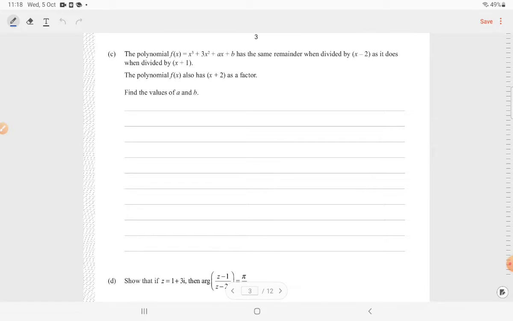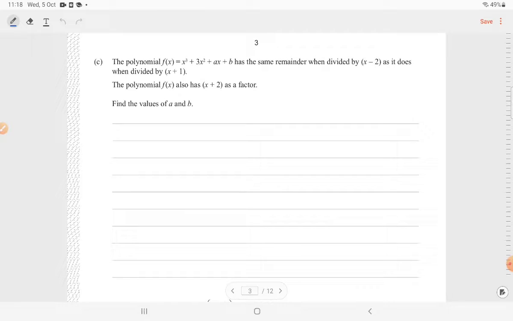If the binomial f(x) equals x cubed plus 3x squared plus ax plus b has the same remainder when divided by x take away 2 as it does when divided by x plus 1, the binomial f(x) also has x plus 2 as a factor. Find the values a and b.